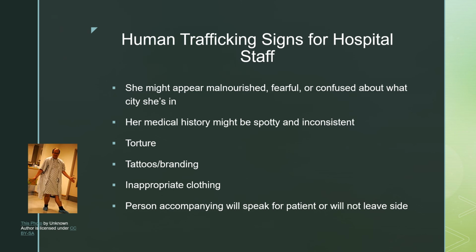Hospital staff, including doctors and nurses, should keep watch for malnourished patients, medical history being spotty and inconsistent, torture, tattoos or branding, inappropriate clothing. Persons accompanying them will speak for the patient or will not leave the patient's side, a person posing as their mother or their fiance, and refusal to leave the patient alone at any time.